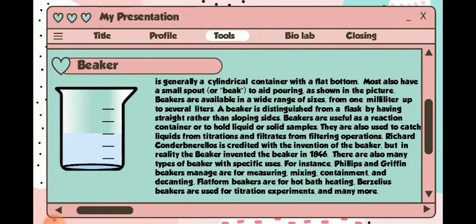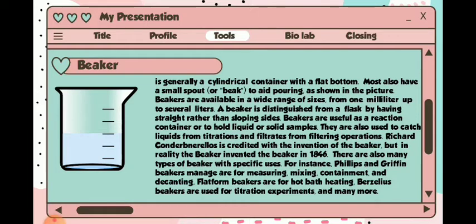Beakers are useful as a reaction container or to hold liquid or solid samples. They are also used to catch liquids from titrations and filtrates from filtering operations. Richard Condornerellos is credited with the invention of the beaker, but in reality, the beaker invented the beaker in 1846.